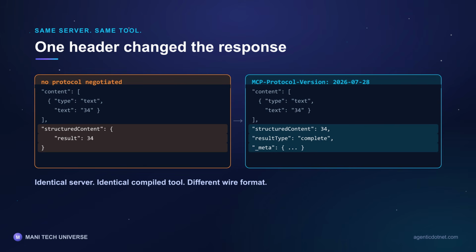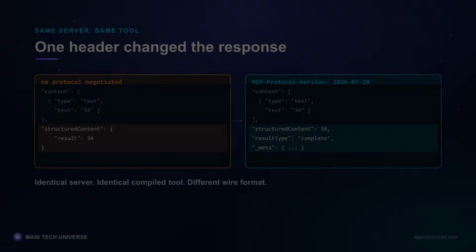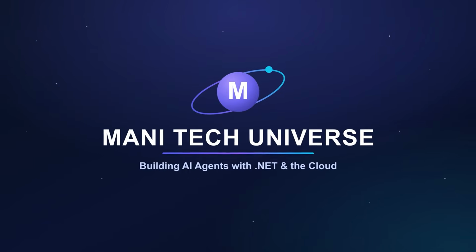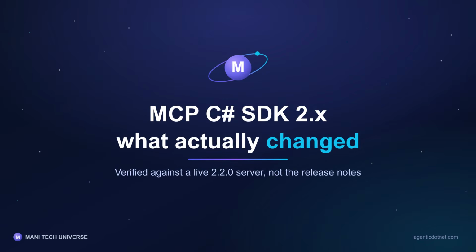If you build MCP servers in C#, this is the change that is going to catch you out. And right now, almost nothing online is talking about it. So in the next 20 minutes, I'm going to show you exactly what changed in version 2 of the MCP C# SDK, why the wire format moved, and the 4 errors you will hit if you call it from anything other than the official client.